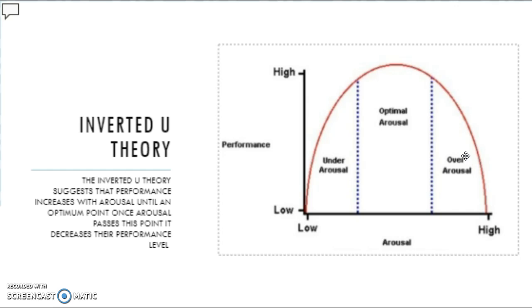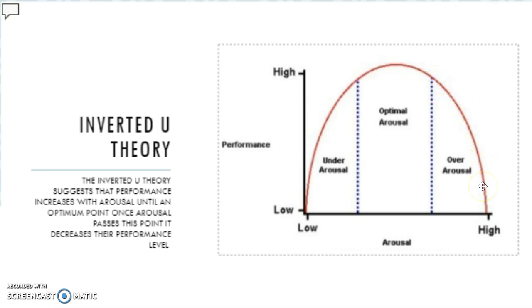As you can see from the diagram, it's a sloping scale, so it slopes down. So at the bottom here is where there is low arousal and low performance. As arousal increases gradually, the performance increases until it reaches an optimum point. After that, arousal is still increasing, but performance is gradually dropping.